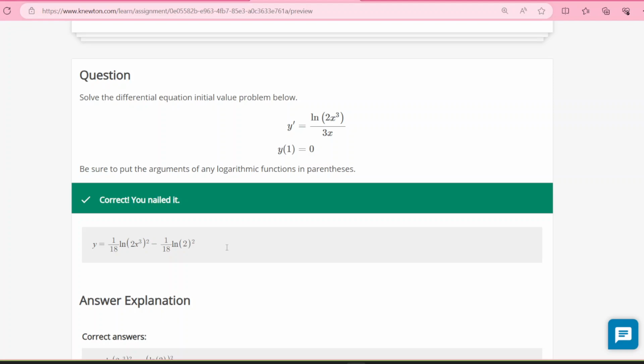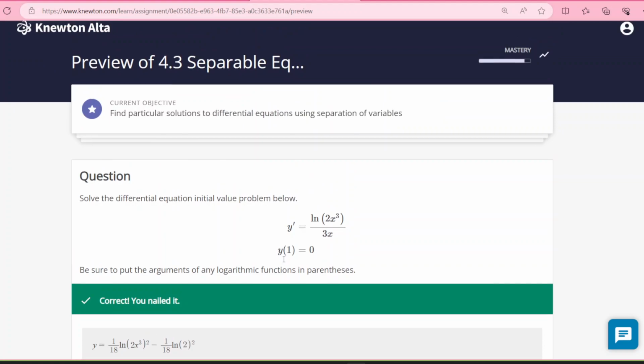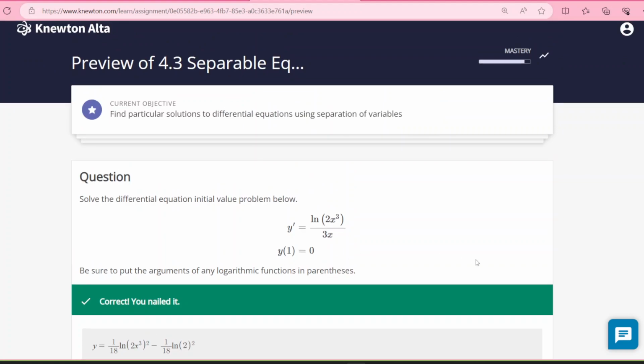And I hope they get back to me with that feedback I sent, because that is annoying. Even if I put a set of parentheses around it and squared it, it should be counted as the same. All right, so that's it for that objective.